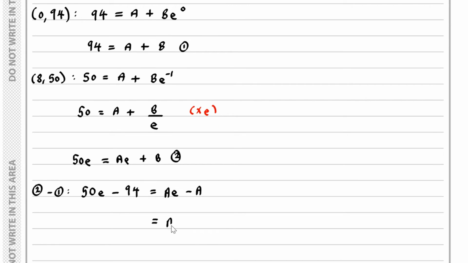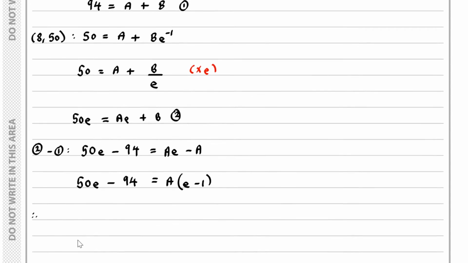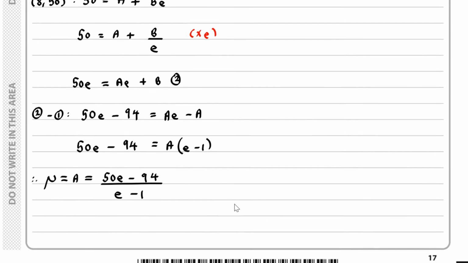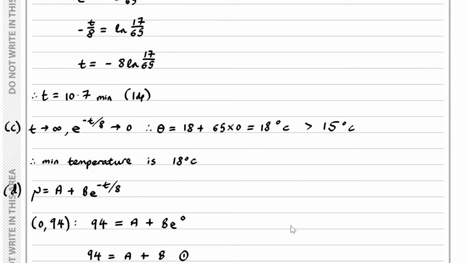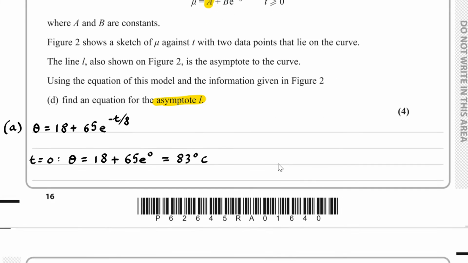And on this side I can factorize out an A. So I have A lots of e minus 1, and on this side I have 50e minus 94. In conclusion, hopefully here you can see mu, which is equal to A, that's equal to 50e minus 94 over e minus 1. And that's the end of this question.